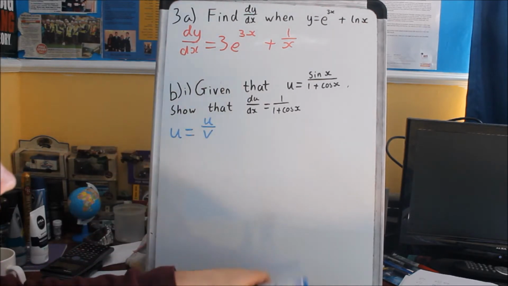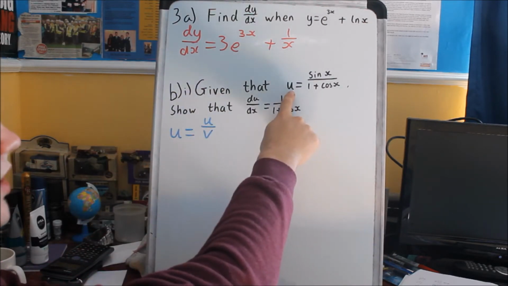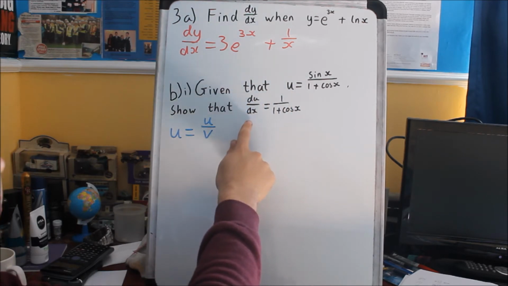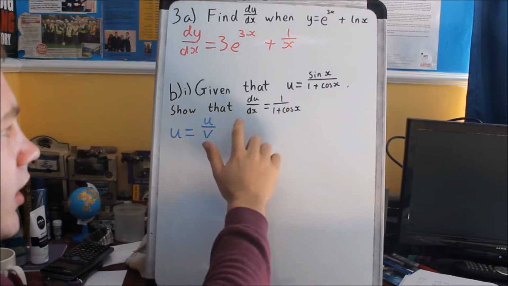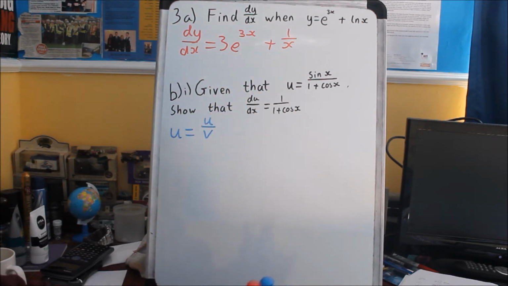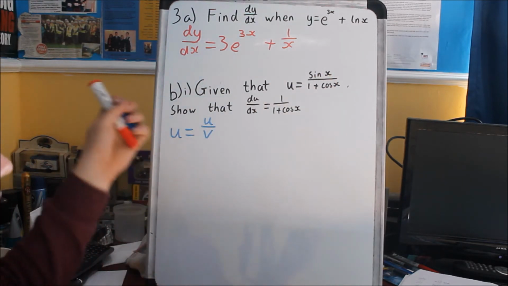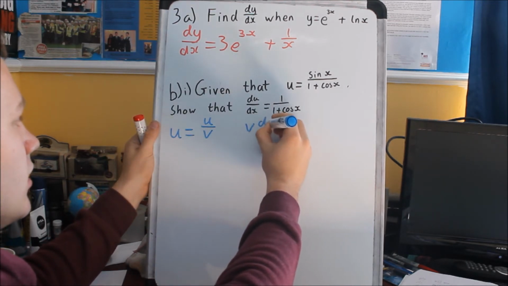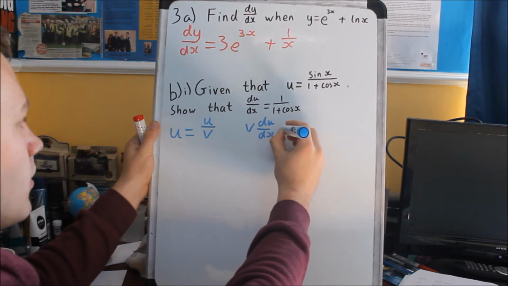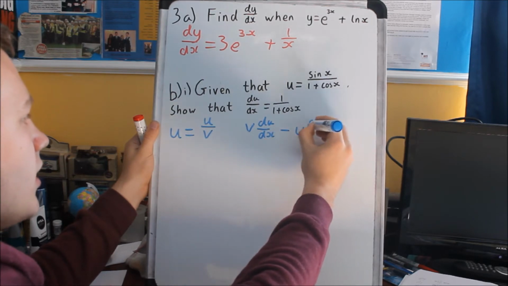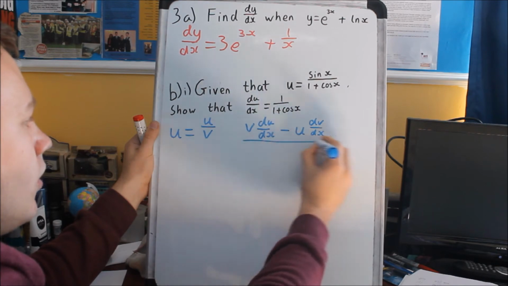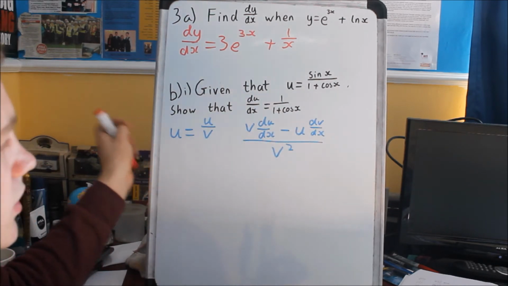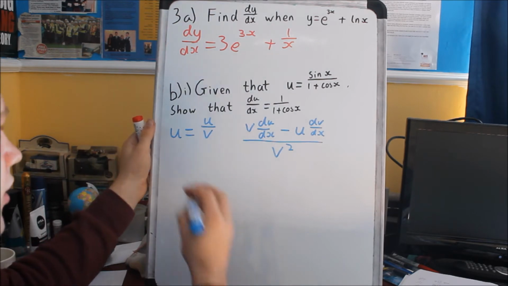Just for the second, let's ignore the fact that this is called u instead of y, and that this is du dx instead of dy dx. This is just y equals something, and this is just dy by dx equals something. They've called it u, but it doesn't matter. So it's in the form u over v. It's got something divided by something else, so we have a formula for differentiating these horrible little things, and that's v du dx minus u dv dx, all over v squared.